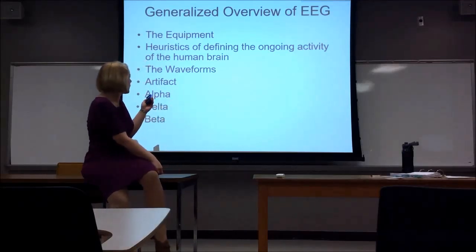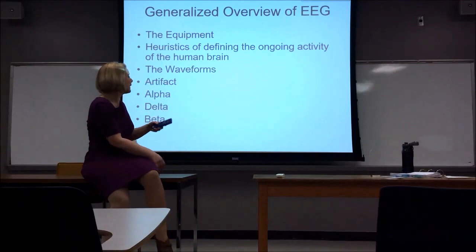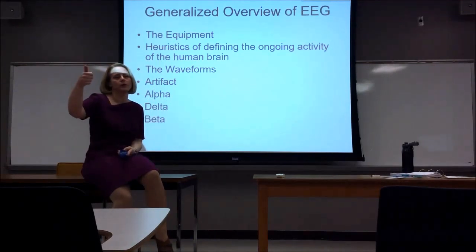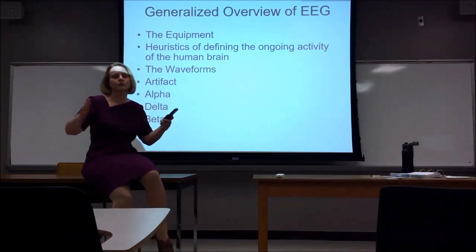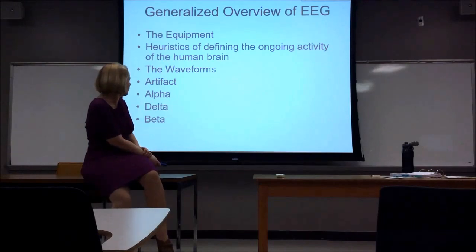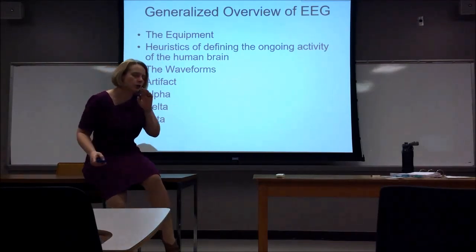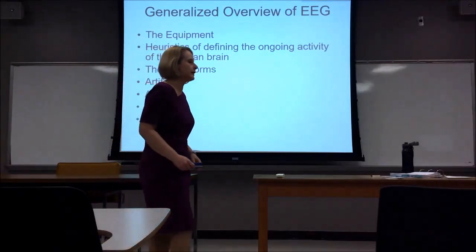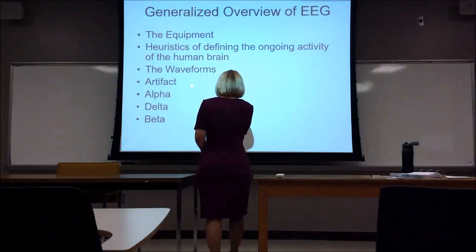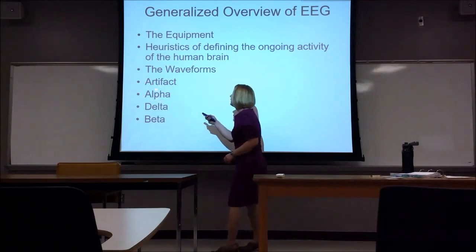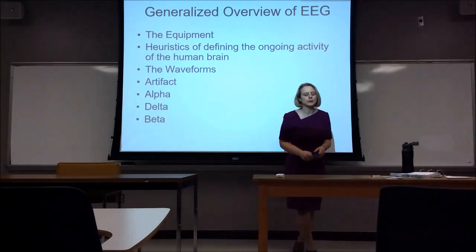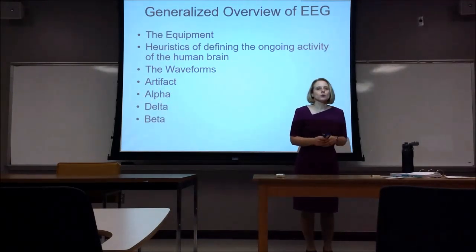All right, we're going to talk about, hey, how do we define it? And I say heuristics, just rules of thumb. How do we define it on the head? And then the waveforms, and then artifact, alpha, delta, and beta. For the loops that we're going to be looking at in here, the alpha loop is the one that we're going to be looking at. It's going to be in the parietal lobe predominantly, and when we talk about vision, it's going to be alpha. When we talk about movement, it's going to be the mu rhythm.